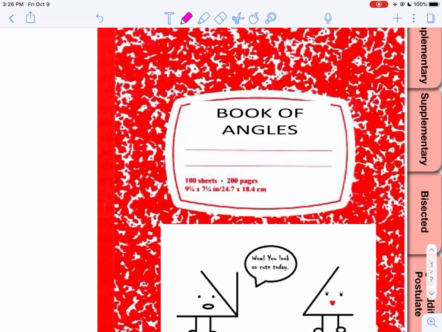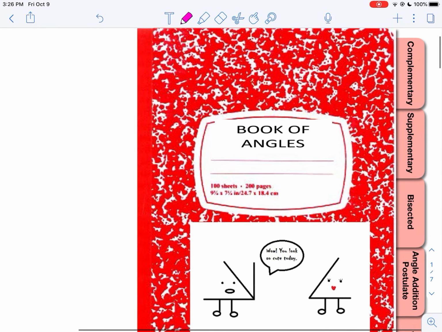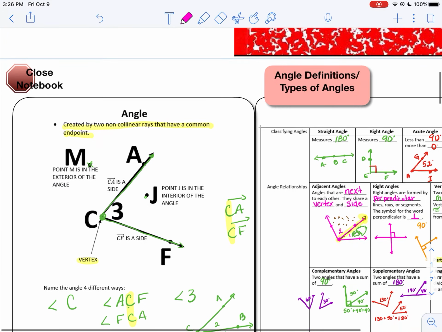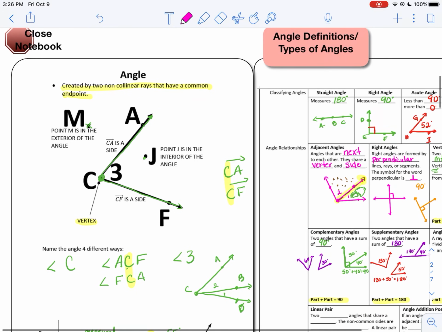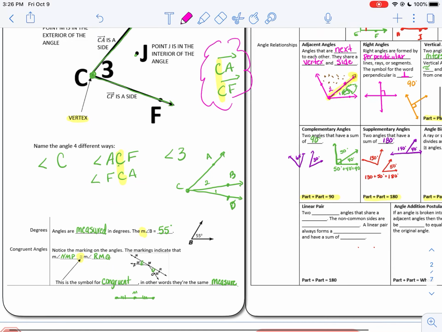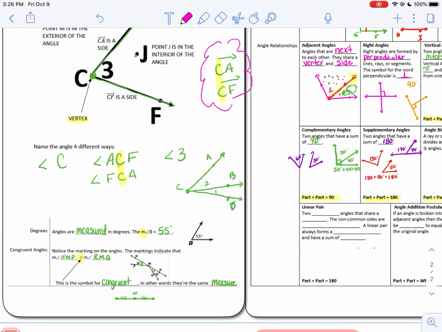Okay, today we're going to just go back over our book of angles. We started on that last week. So, just as a quick review, we learned how to name an angle four different ways, excuse me. And we also learned the interior and exterior points, and also, of course, the most important, the vertex. And then right here, we talked about the rays, how to name the sides with rays. And then we talked about measuring them in degrees, and we also talked about congruent angles.